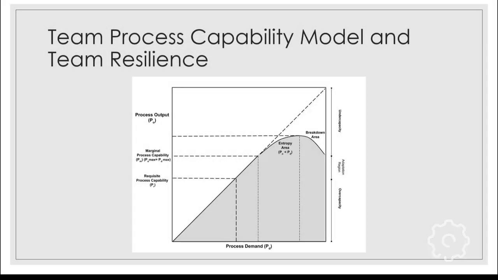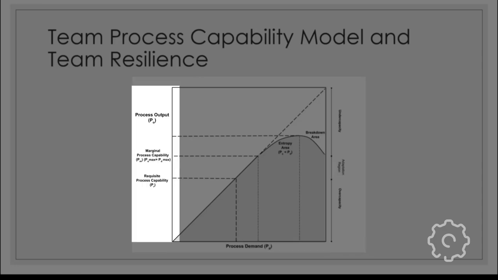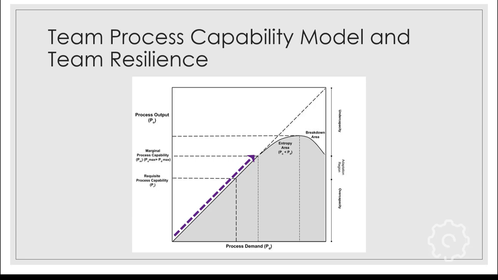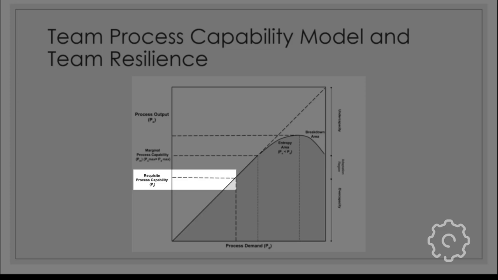This is the team process capability model. And as you can see here, you've got a line that goes from the bottom left to the top right. And basically you have demand on the x-axis and the output of the process on the y-axis. And as long as the demand and the output are both the same, we say that the social technical system is able to provide what is required of the environment. The requisite process capability, in short, is the ability to operate at a requisite level. Basically, it could operate at this point for a very long time.